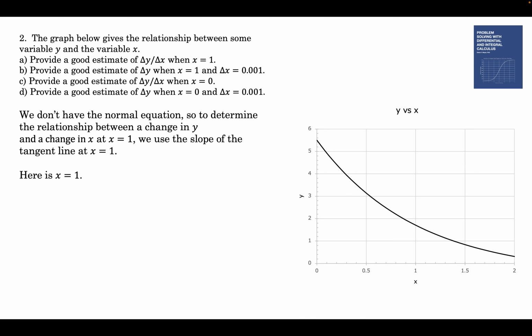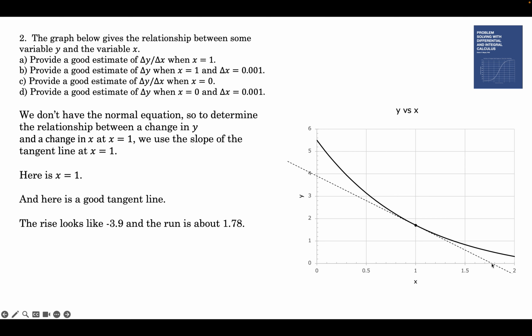So we use the slope. We use the tangent line. Here's x equals 1. There's the point. And then we draw a good tangent line. That's pretty good. The rise, 3.95 or something.